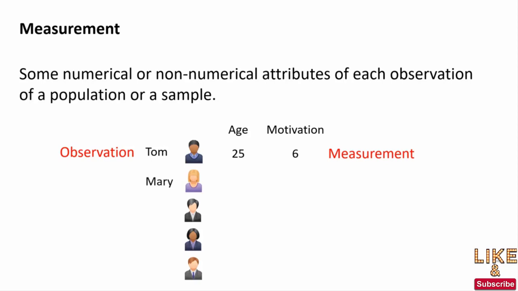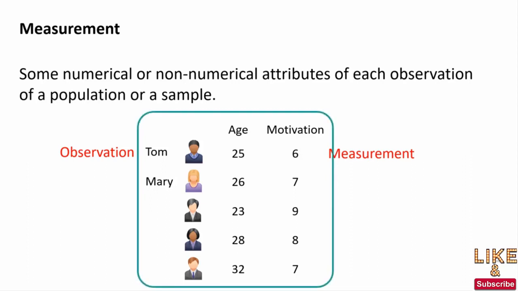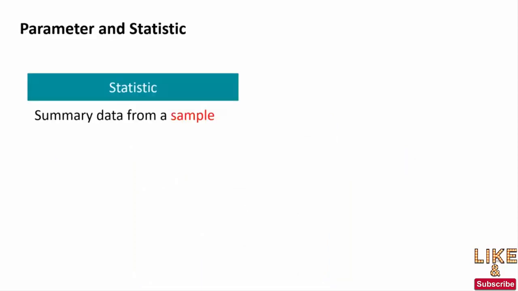And she, Mary, is another observation, and her age is 26 and motivation level is scored 7 out of 10. These are also measurements of this observation. And putting together the measurements of all of the 5 employees, we can get the sample data. In other words, a sample data consists of measurements of each sampled observation. We can obtain some summary data from a sample. It is called a statistic.